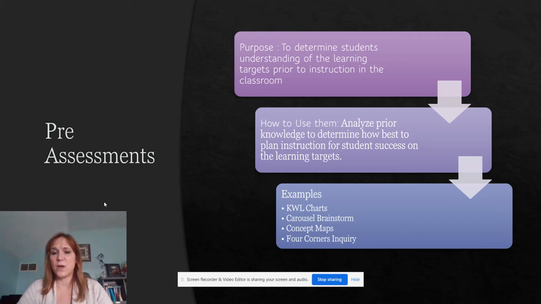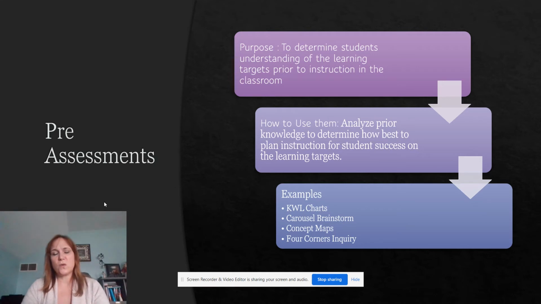A carousel brainstorm. Students, we can go around the room and talk about connections or prior connections to a learning target or a topic that we're going to introduce. Concept maps can be offshoots of a main idea or learning target. And then there's a process called Four Corners Inquiry, where if it's like a debated topic, the students can go in a corner that strongly agrees, a corner that agrees, a corner that disagrees, or a corner that strongly disagrees.